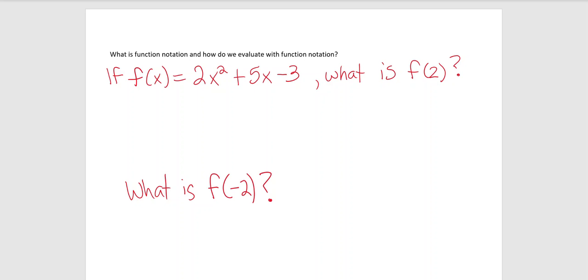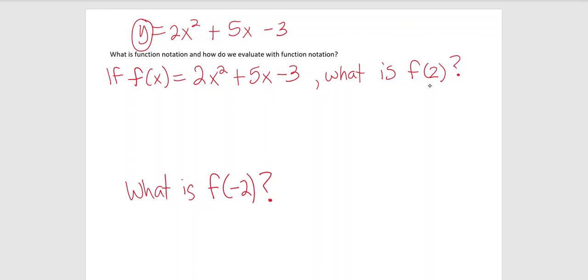In this video, we're talking about function operations 7.09. Let's start with just what is function notation and how do we evaluate with functions in function notation. Function notation is what we see here, f of x. So instead of saying y equals 2x squared plus 5x minus 3, instead of using a y, we're using a f of x. That's called function notation.